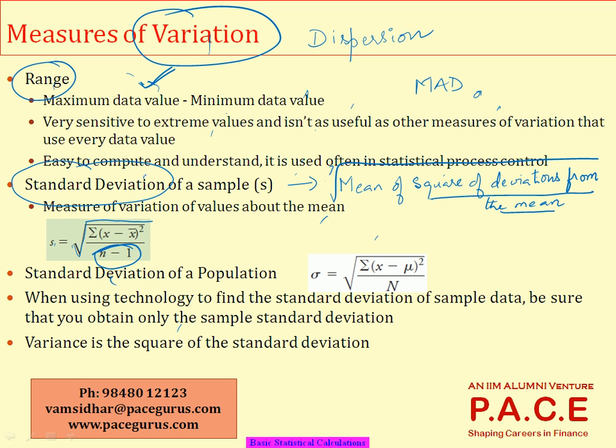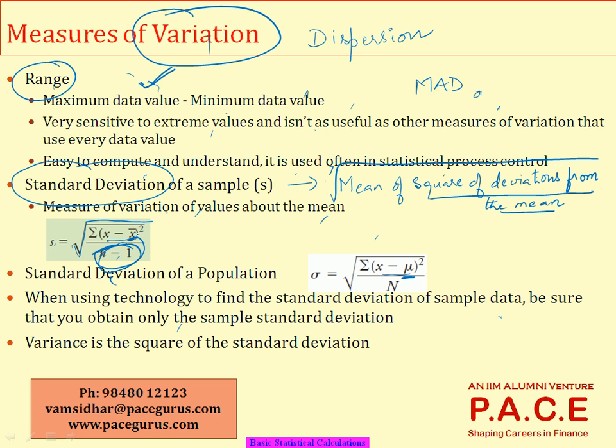So I am trying to find out the mean. If I am doing it on a sample, the mean is x bar. If I am doing it on a population, the mean is mu. So what we are saying is: deviations from the mean, how much each value is deviating from the mean, the square of that deviation, and the mean of that.